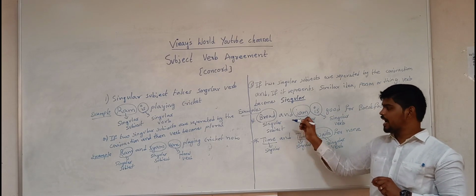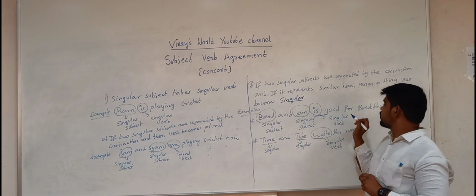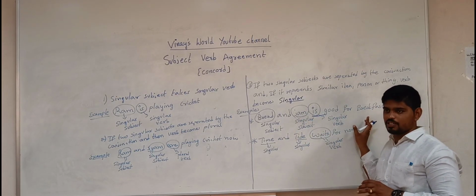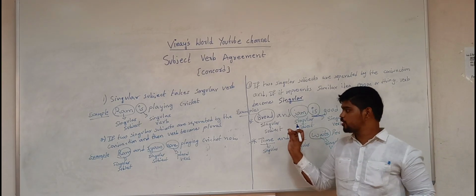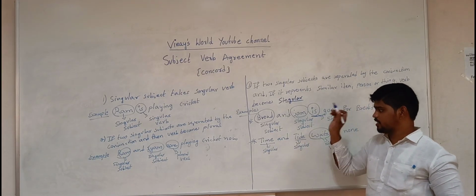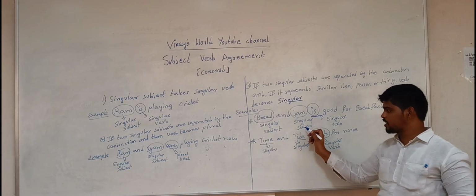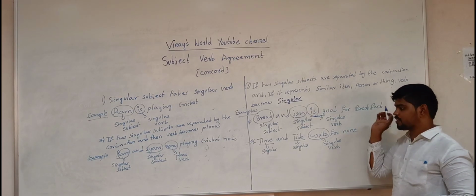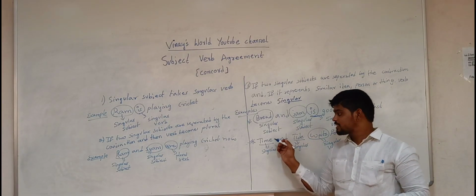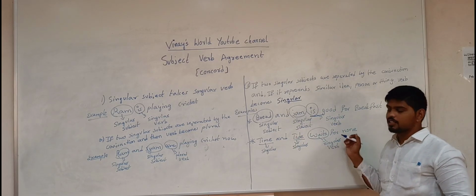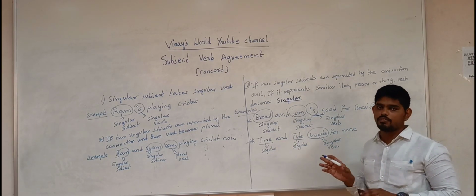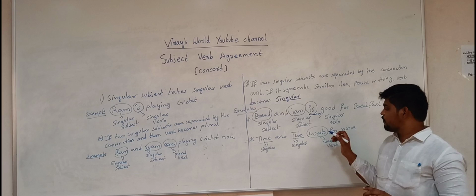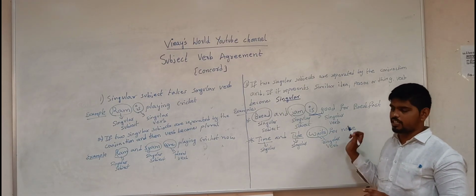For example, bread and jam dash good for breakfast. Bread is good for breakfast as well as jam is also good for breakfast. It represents a similar idea. So we should use the singular verb called is. Bread is a singular subject, jam is a singular subject. So we should use a singular verb only because it represents a similar idea. And if you take another example called time and tide dash for none. Time never waits for someone and tide also never waits for someone. If we take those two into consideration, time and tide, the verb becomes singular, so we should use waits.